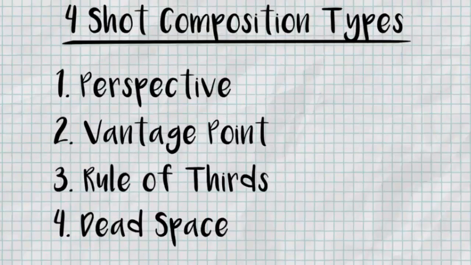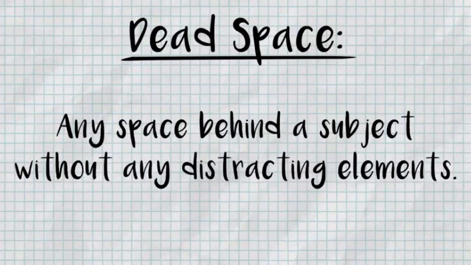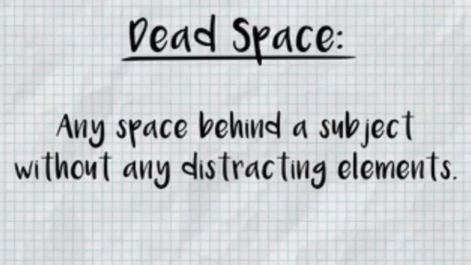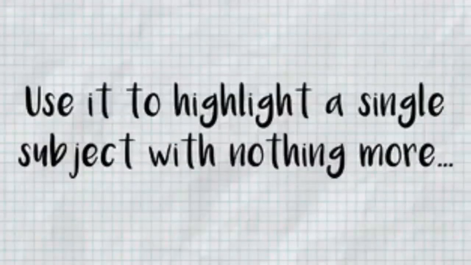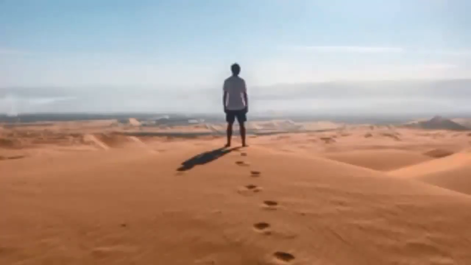Dead space is considered any space behind a subject that does not have any other elements to distract the viewer from the subject. Use it to highlight a single subject with nothing more than a wide open area. This is achieved best with backgrounds that are very far away, empty, and/or have one general tone of color.